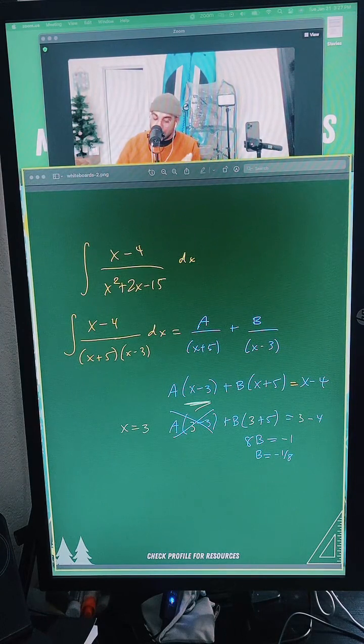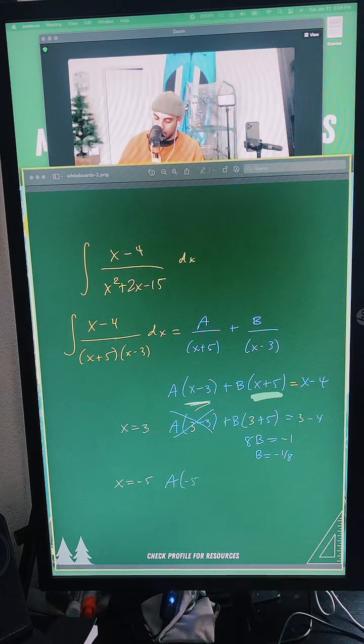And then now we're going to do the same thing, but now we want to eliminate the b value. So if we look at the parentheses that's in front of the b, it's an x plus 5. So we're just going to make x equal to negative 5. So we're going to start all over again, but this time with x equal to negative 5. So that we have a times negative 5 minus 3 plus b times negative 5 plus 5 is equal to negative 5 minus 4. So check that out. For that b value, everything is going to go away, which is really nice. That cancels out. So then now all we have is negative 8a is equal to negative 9. So a is equal to 9/8.